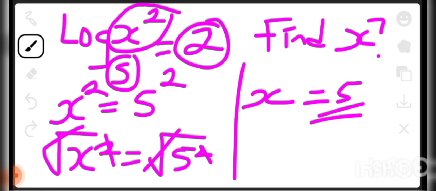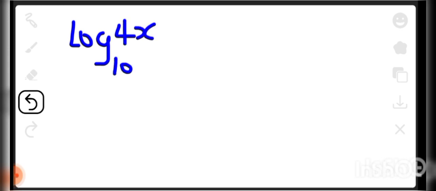Now let's look at more questions. Let's assume we have this question. We are asked to express, for example, now there are some questions in which you'll be asked to express y in terms of x. Say express y in terms of x in the equation. Let's say log 4x to base 10 is equal to 3 plus y. So that means express y in terms of x, meaning make x the subject of the formula. That's what they're trying to say.